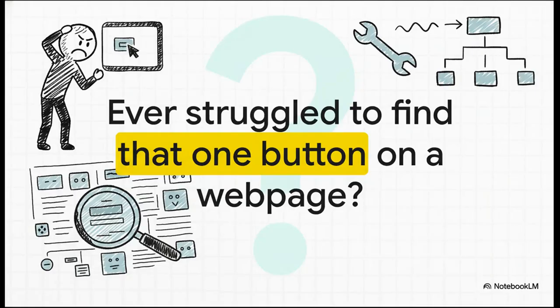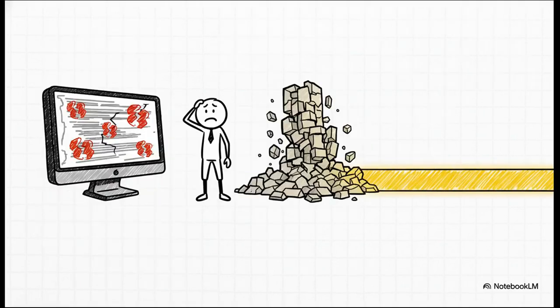So let me ask you this. Have you ever struggled to find that one button on a web page for your automated test? Come on, we've all been there, right? You're just staring at the screen, completely baffled. Like, why can't my script click that simple button that's sitting right there? It is honestly one of the most common and, let's be real, one of the most maddening frustrations in all of test automation.